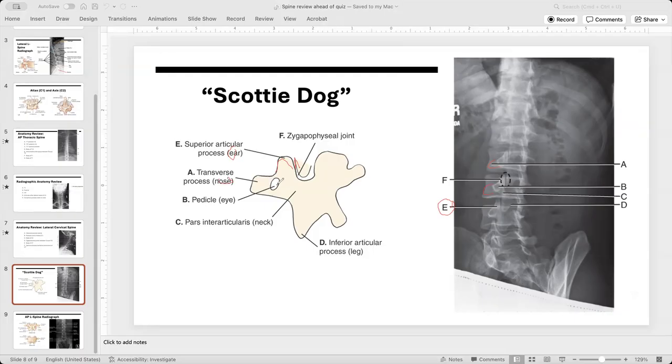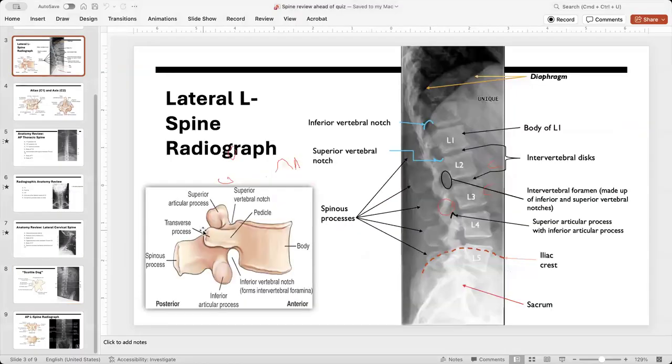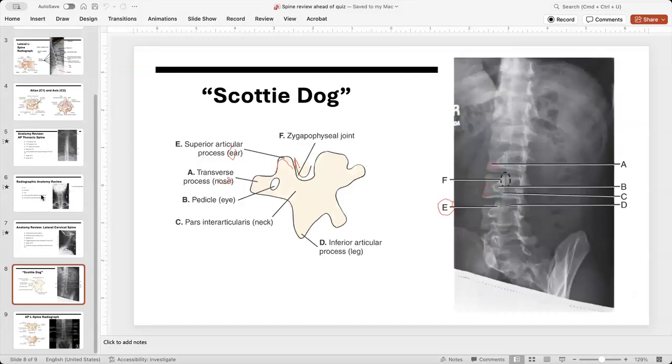The pedicle is the eye. Remember, that pedicle is the part that connects the body to everything else. And on our Scotty dog, we see it there as an eye. So that would be B. On the vertebrae below, this would have been the eye. On the one above, this is the eye. So it looks a little bit different as you go down, but it's the eye.